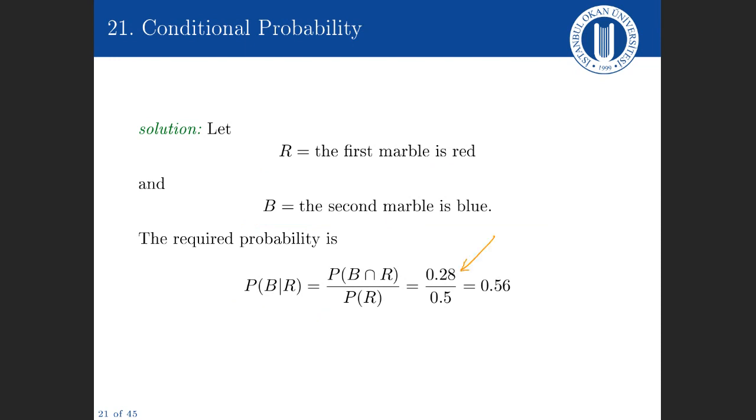In the question, we're told that the probability of the first marble being red and the second marble being blue is 0.28. We're also told that the probability that the first marble is red is 0.5. Put these numbers into the formula, and we calculate the answer to this question is 0.56.